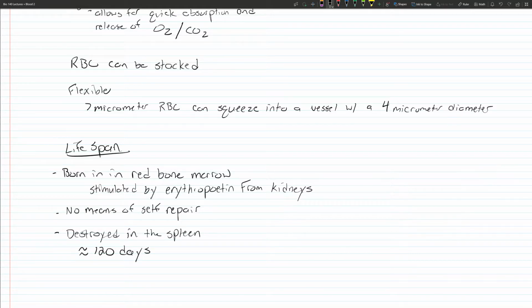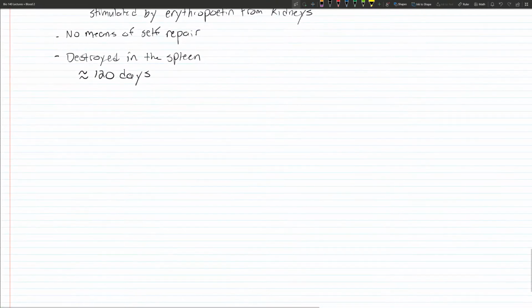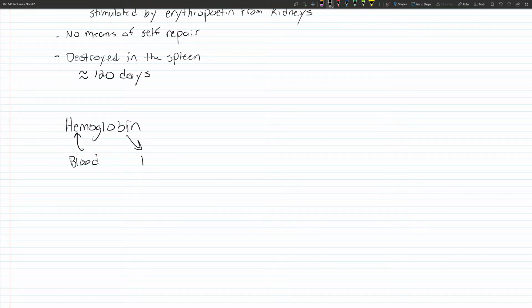All right. The actual working part of the red blood cell is called hemoglobin. In medical terms, hemo means blood and globin means protein, so hemoglobin literally is the blood protein. It is the main intracellular component of the red blood cell.